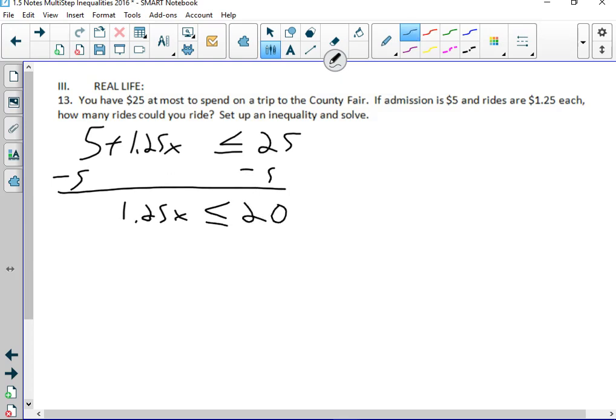Remember, $25 is not the minimum amount you have, it's the most you have to spend. Now, you just divide by 1.25. So, x has to be less than or equal to 16. Okay, so 16 rides.